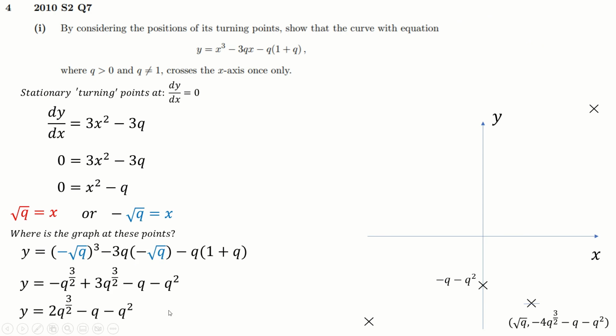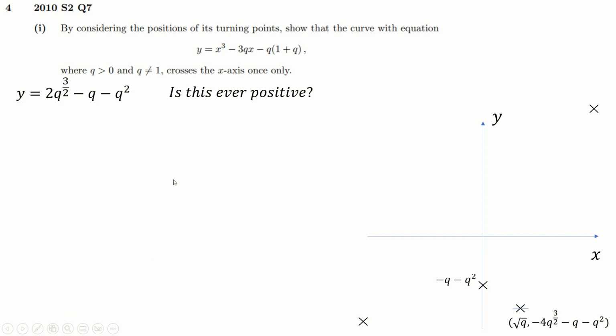And this really matters, whether this is positive or negative, right? Because this is the position, remember, of the stationary point at minus root q, which is over here somewhere. If it were negative, it would be down here, and the graph would look like this, and only have one root, which is what we were being asked to show. But if this is positive, so it would be up here somewhere, then it would be looking like this, and that has 3 roots. So I want to show this is negative. How do I do that?